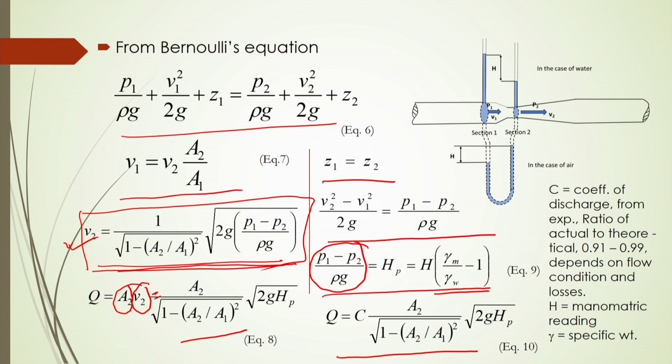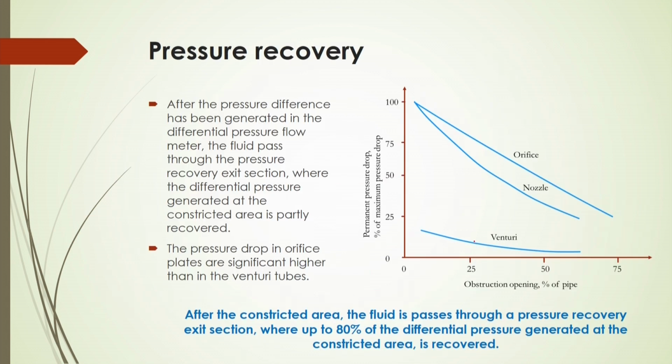What is gamma m? Gamma m is the specific weight of the manometric fluid, and gamma w is the specific weight of water. C is the coefficient of discharge from experiment, the ratio of actual to theoretical, and it would be 0.91 to 0.99 depending on flow condition and losses, and H is the manometric reading here. Based on this, you can calculate the volumetric flow rate there.